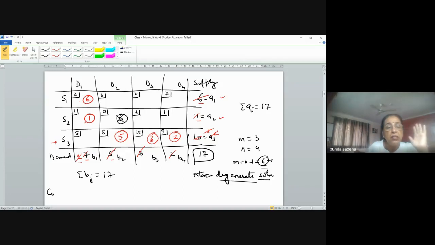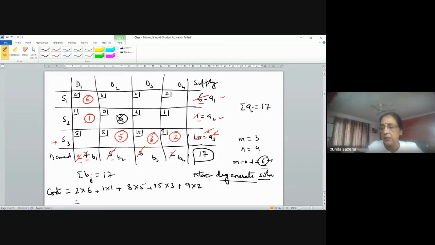But what will be the cost of transportation? Now see, cost would depend upon how many allocations we have made in each cell. Now we have made 6 allocations in this cell. Per unit cost of transportation was how much? 2. How many units are you transporting? 6. So from this, the cost would be 2 into 6. Then come to the next one: 1 into 1 plus 8 into 5 plus 15 into 3 plus 9 into 2. This will be your total cost of transportation.